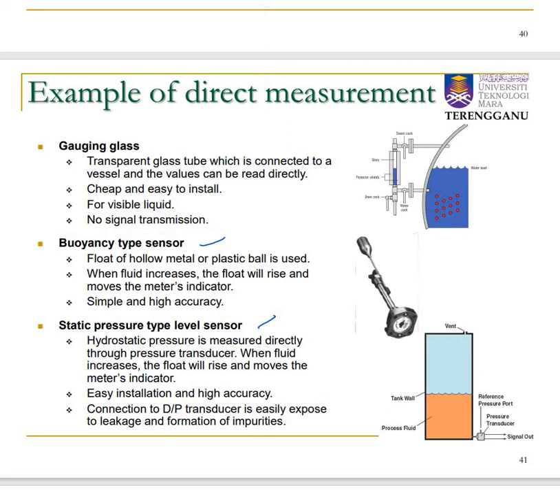The gauging glass is the one that we have inside our control lab. We can also call it a sight glass. If you notice, inside our pilot plant also, near the equipment we have a clear glass. Inside there we can see the liquid color, and we also have a scale to measure the level of the liquid inside the tank. So basically it's a gauging glass. For the buoyancy type sensor, a simple example is our flushing tank.